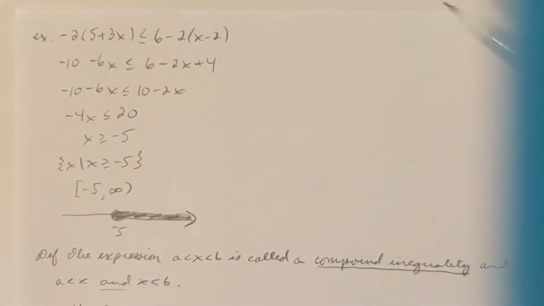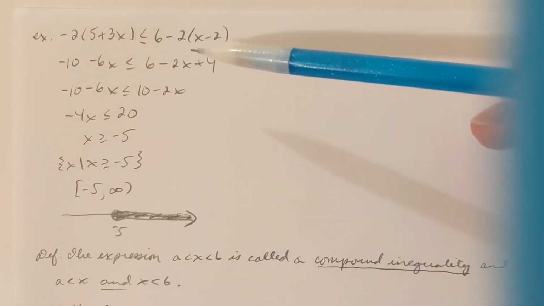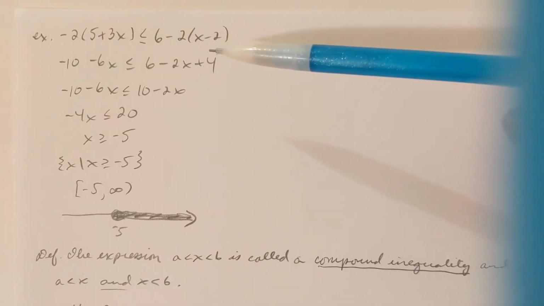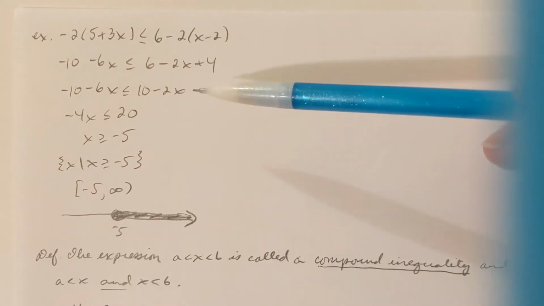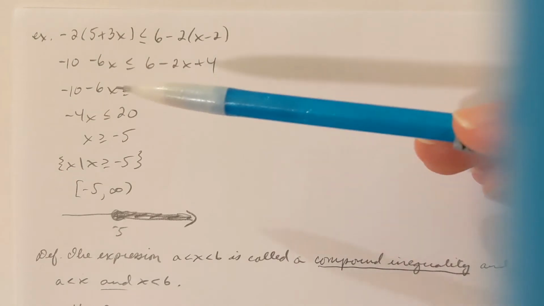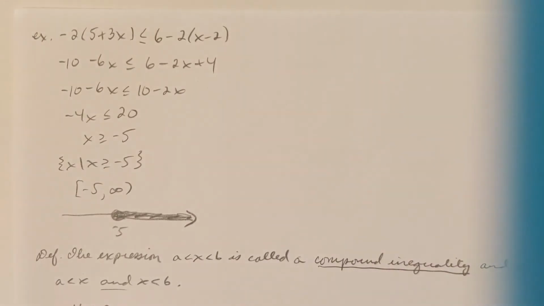And here's another one. -2 times the quantity 5 plus 3x is less than or equal to 6 minus 2 times the quantity x minus 2. Okay, if we distribute -2 into the two terms, -10 minus 6x is less than or equal to 6 minus 2x plus 4. 6 plus 4 is 10. And if I add 10 and add 2x to both sides, -4x is less than or equal to 20.